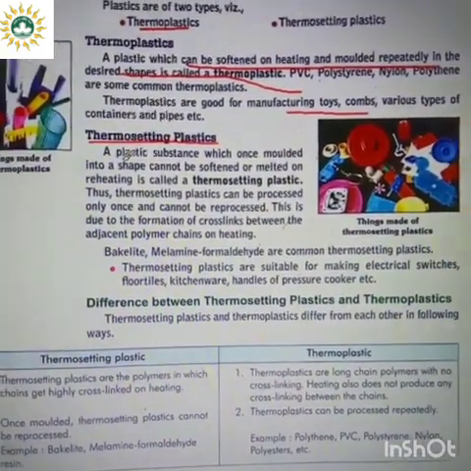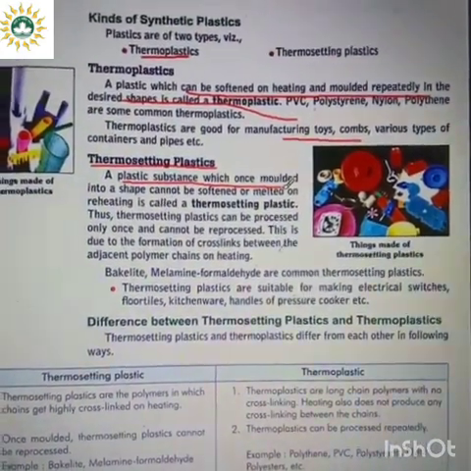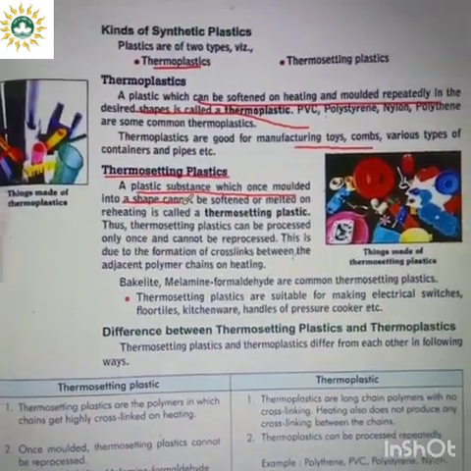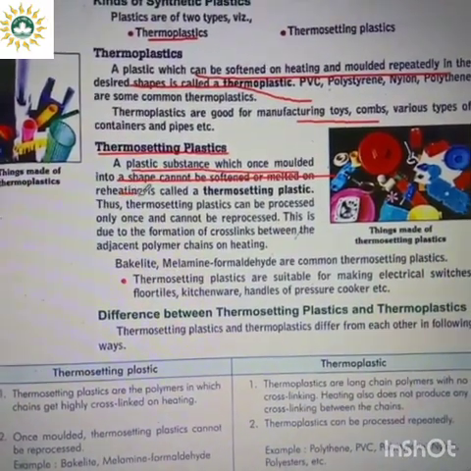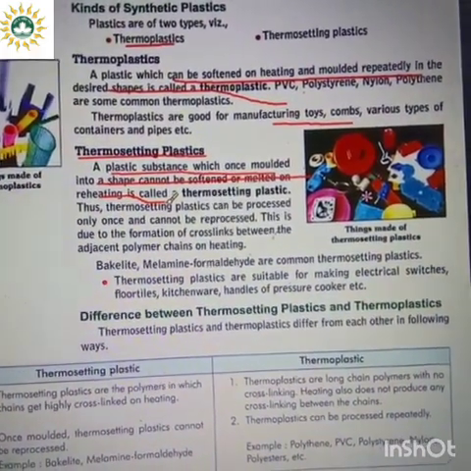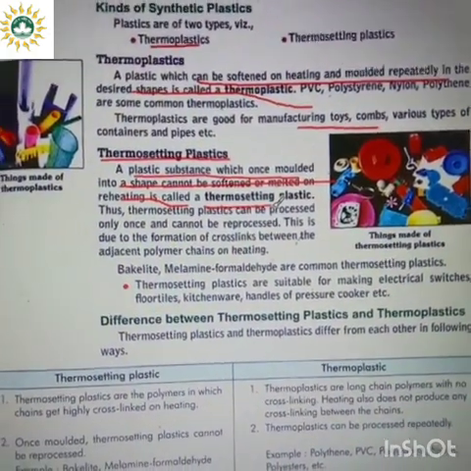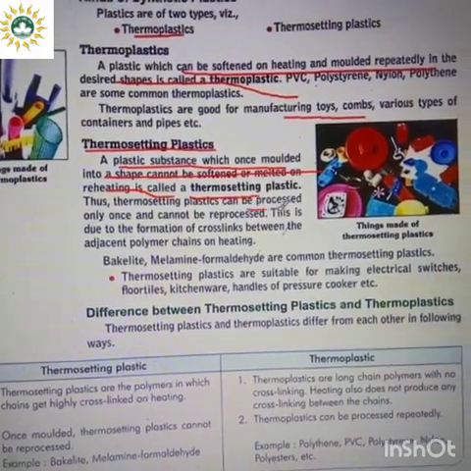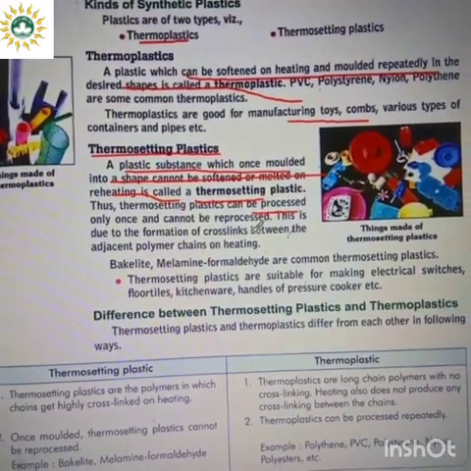So what are they? The plastic substance which, once molded, once set into a certain shape, cannot be softened or melted on reheating. So even if you reheat them repeatedly, they cannot be molded into any other shape, unlike the thermoplastics. So we can say that thermosetting plastics can be processed only once. That means they can be made into a certain shape only once and cannot be reprocessed.